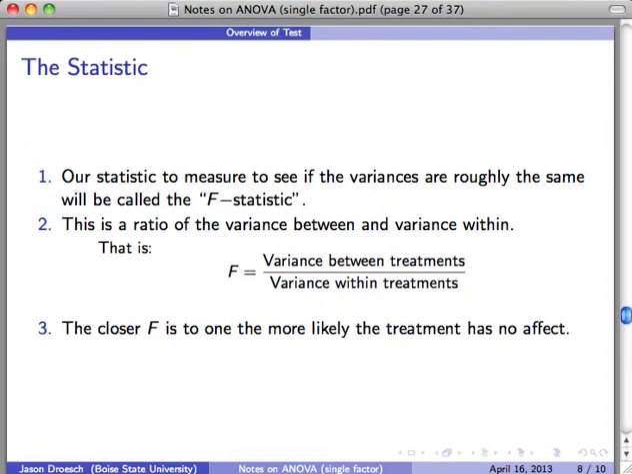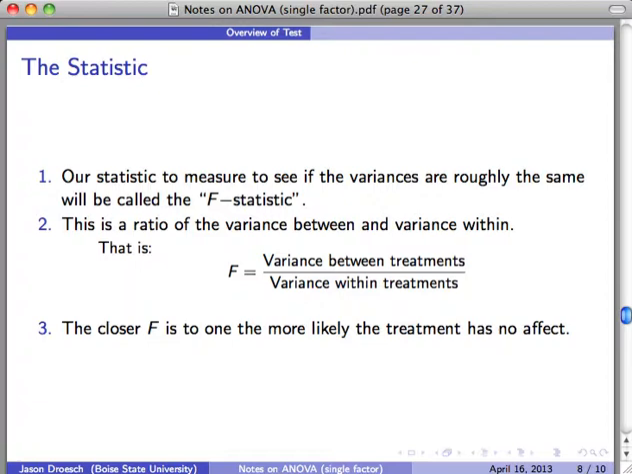Okay, and it makes sense if two things are equal. For example, 5 is equal to 2 times 2.5. If we look at the ratio, well, 5 divided by itself is just 1. Even if it comes in different forms, a ratio of a number with itself is just 1. So the closer F is to 1, the closer the two variances are to being identical.